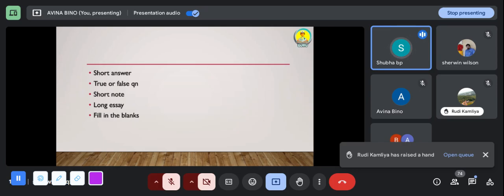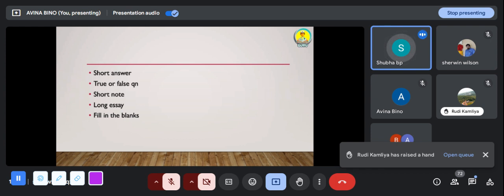And next will be short notes. Each short note carries 4 to 5 marks, and in this you should write in detail, because for short notes they usually ask for 5 marks and 4 marks. Your answer should be more than 3 to 4 pages. Some students write only 1 page or 2 pages, which suits only 2 or 3 marks. If you want 4 to 5 marks, your answer should be more than 3 to 4 pages, then only you will get the full marks.